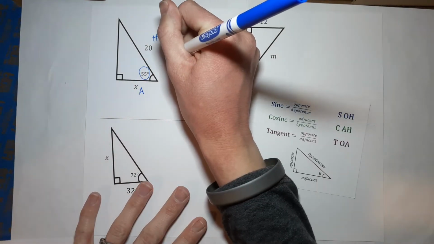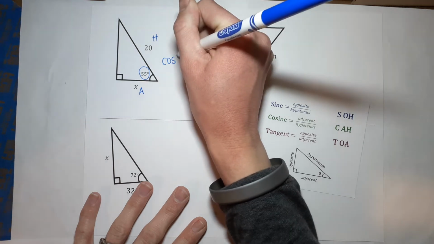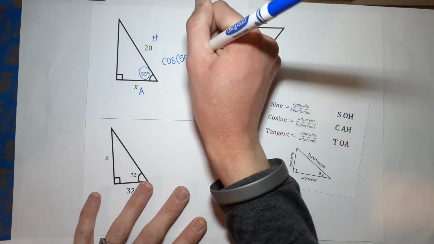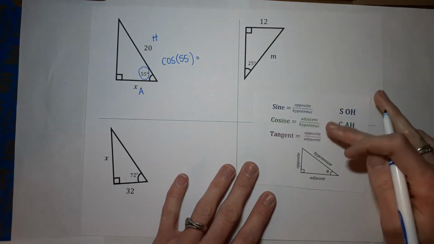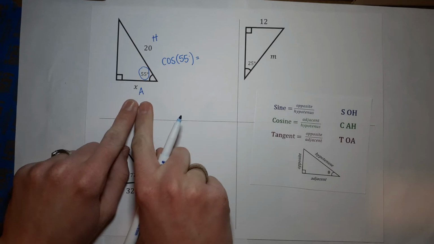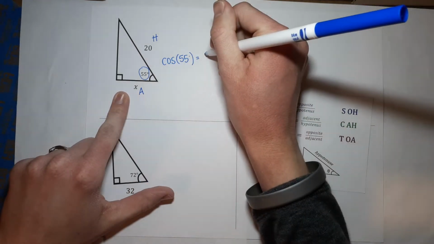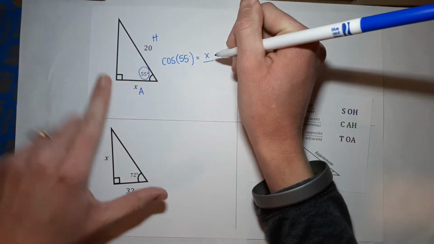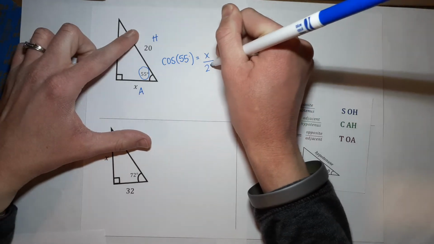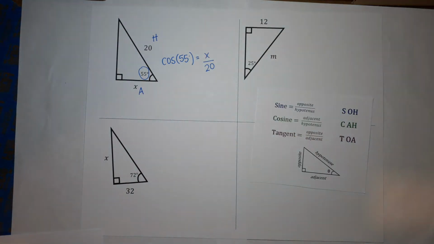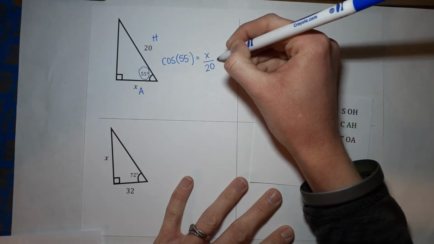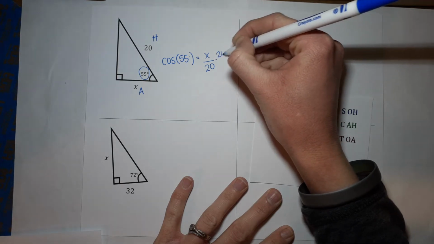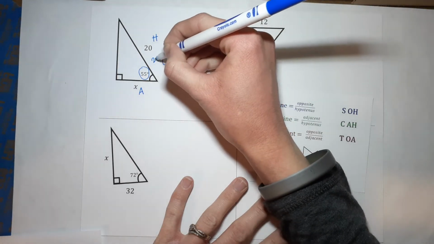Well, I know that the cosine of 55 degrees is, what is cosine? Cosine is adjacent over hypotenuse. My adjacent is x, that's what I don't know. X over my hypotenuse is 20. Okay, now we just need to get x alone. So to get x alone, it's being divided by 20, so I'm going to multiply by 20 on both sides.